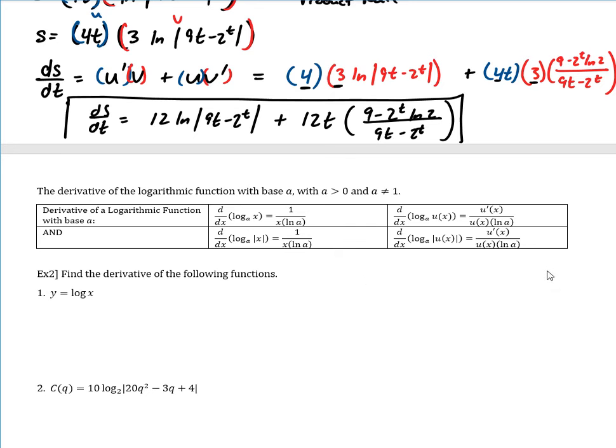And then this is the chain rule portion where you put the u of x immediately down below, and then the derivative of it up top. But then again, just remember to multiply the denominator by the ln of whatever the base is.